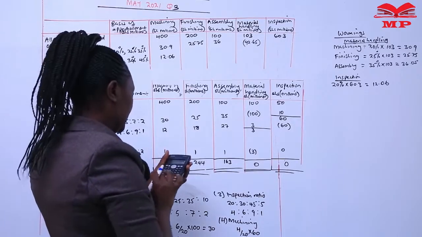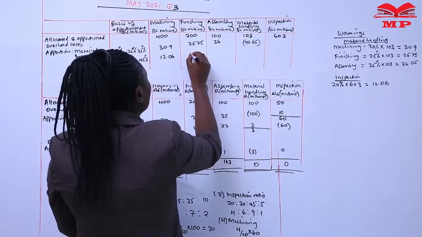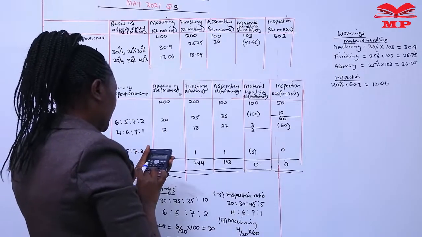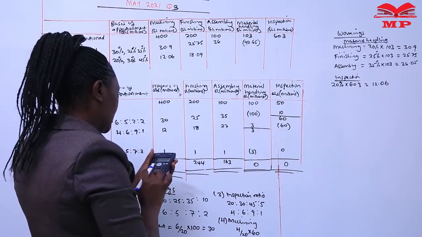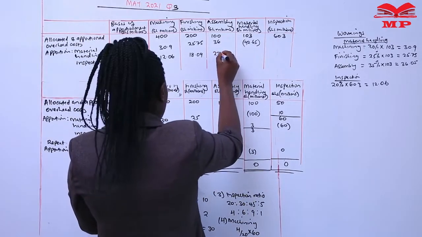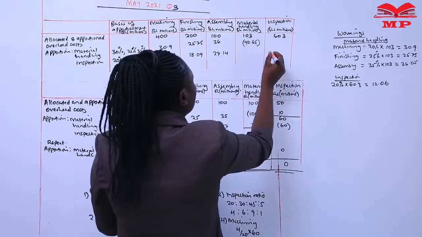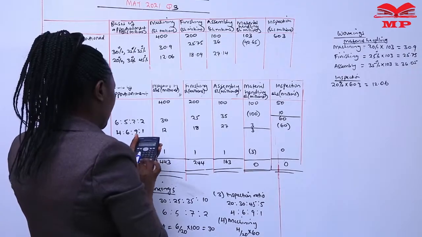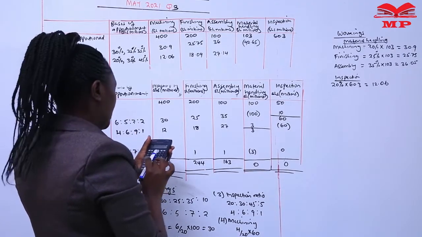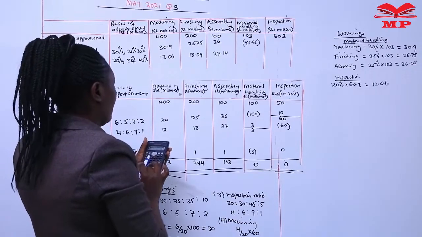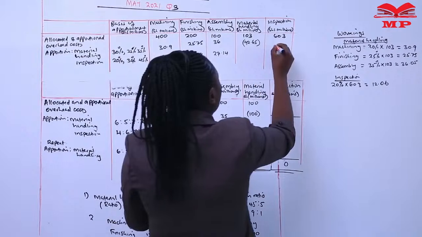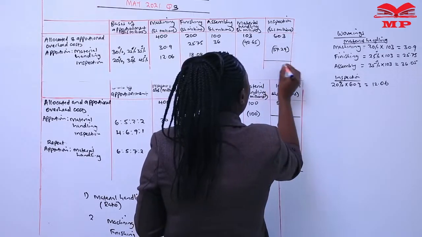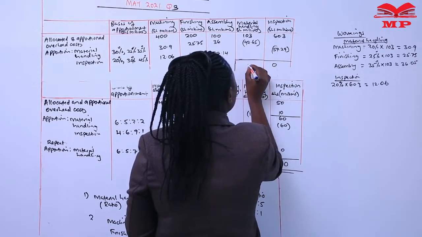of 60.3 and apportion it to finishing, which is 18.009, and then 45% multiplied by 60.3, which will give us 27.14. Then the total of all three, 12.06 plus 18.09 plus 27.14 will give us 57.29, which we subtract, but now we show that the balances are zeros.